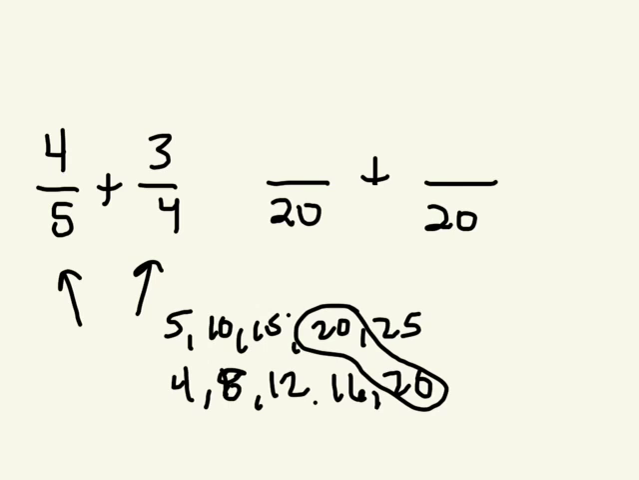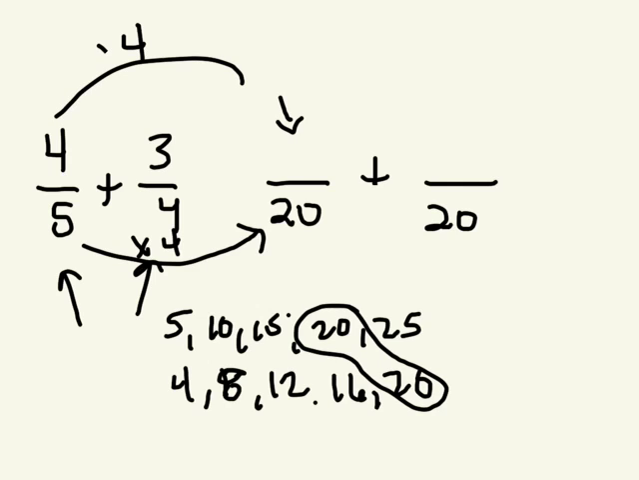Now to find out what the new numerator would be, you have to remember what you had to do to get from 5 to 20. In order to get from 5 to 20, we had to multiply that by 4. So if we multiply the denominator by 4, we also have to multiply the numerator by 4. And 4 times 4 is 16. 16/20 is an equivalent fraction to 4/5.